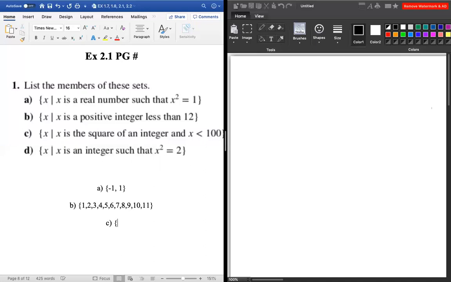Part C: x is the square of an integer and x is less than 100. Here we have to list all the squares of a number: 0, 1, 4, 9, 16, 25, 36, 49, 64, 81. That should cover all of the elements.